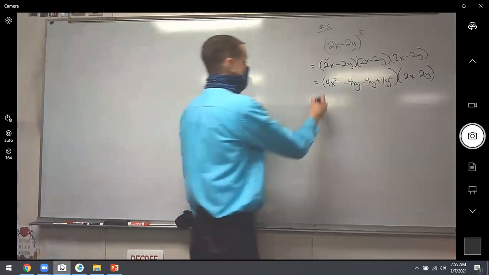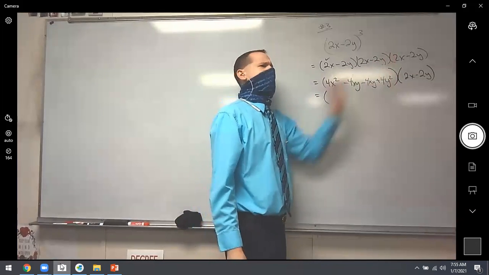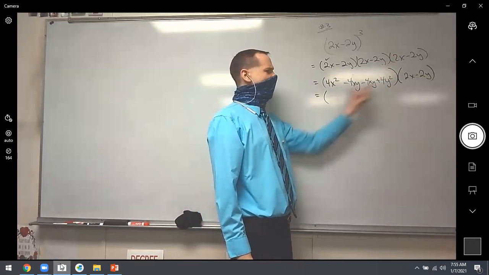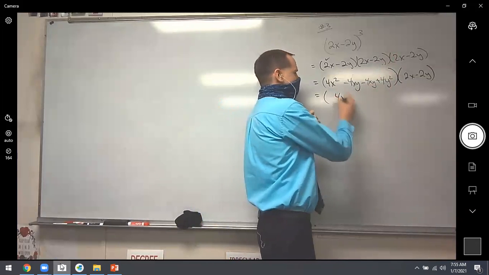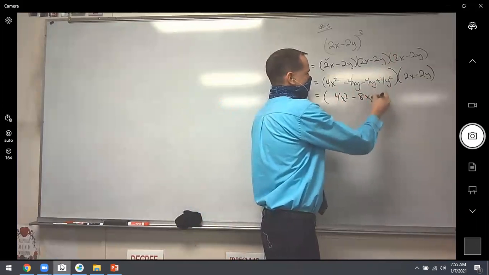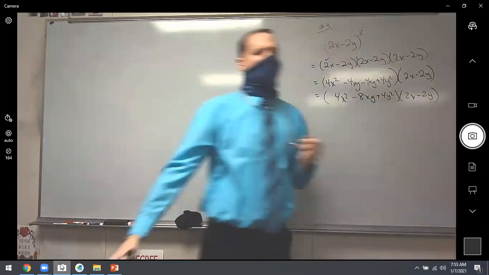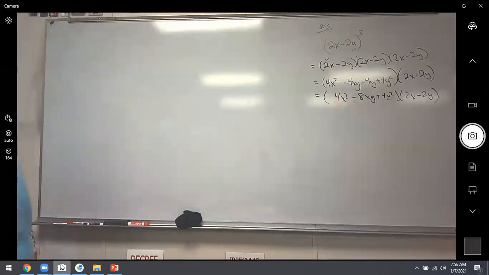And I do see some like terms here. It's never a bad idea to put like terms together, no matter what you're doing. Here, these are the exact same things, right? Negative 4xy, another negative 4xy. That's a grand total of negative 8xy. So I can put those together. Always makes your life a little easier if you put like terms together as you go.